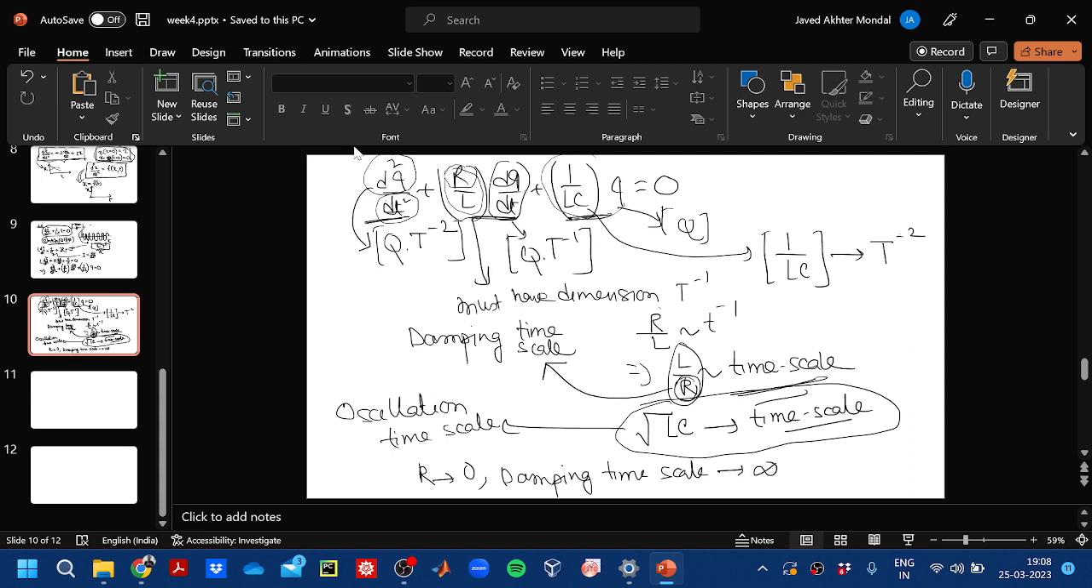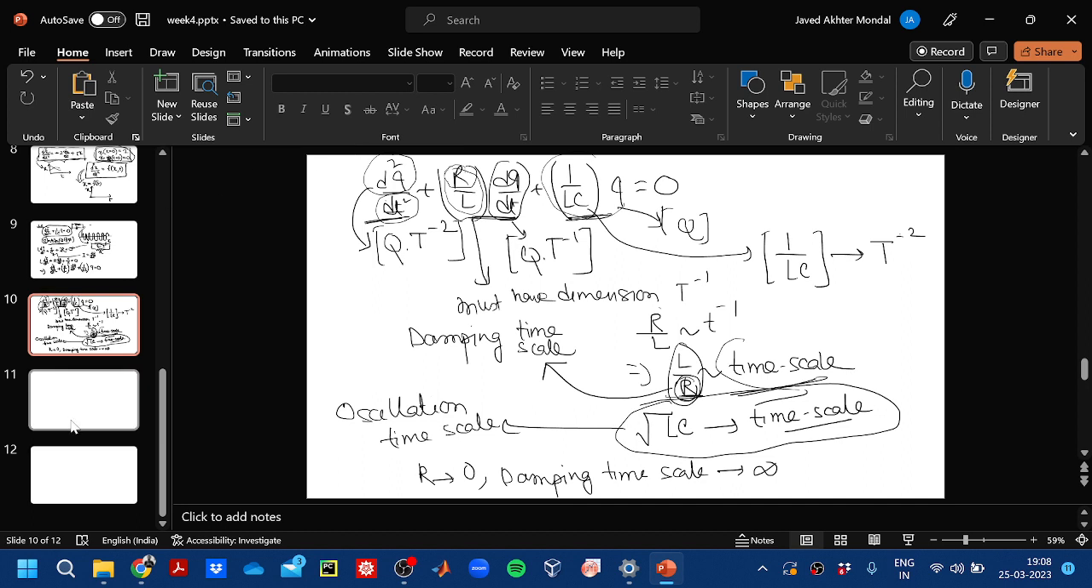So what does this signify? That means there is no damping in the system, as we have seen in the case of the LC circuit, that the solution is purely oscillatory. So it will oscillate for infinite time, and there will be no damping. But if there is resistance present in the circuit, then there is a time scale corresponding to the resistance value. So it will be a damping time scale. That means in this time scale the energy or the charge of our system will dissipate.